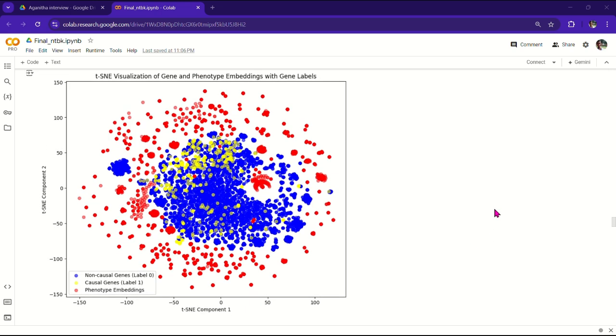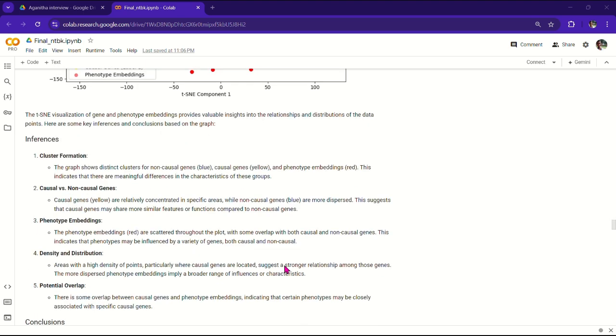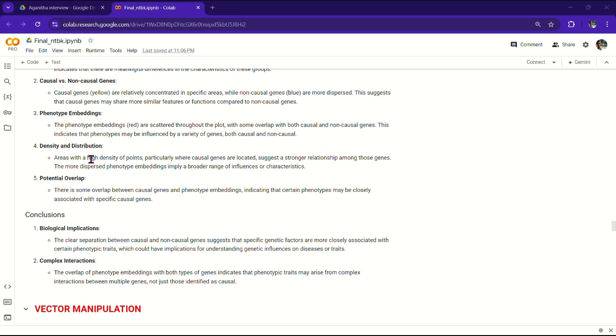So this is the t-SNE visualization of this. That was UMAP. This is t-SNE, and still we can see the overlapping between the causal genes and non-causal genes, and the phenotype embeddings are still distributed across the plot. They are getting clustered somewhere, but not everywhere; they are majorly distributed across the plot. So all the genes are acting together, not only one.